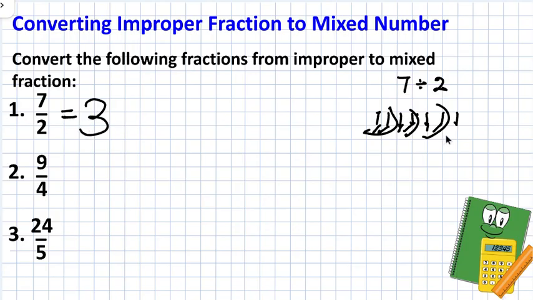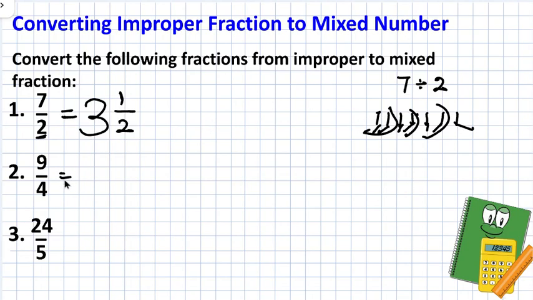Now, if you look at this, you will notice we have a remainder. Okay, the remainder is 1. So we will make our remainder the numerator. Okay, and then we take this 2 here as our denominator. We keep the denominator. So that is how we convert improper fraction to mixed.